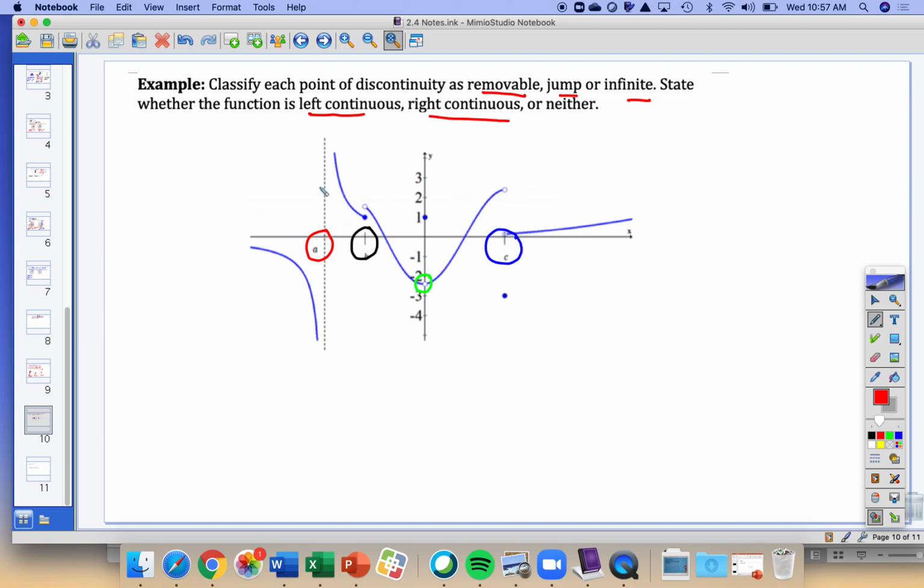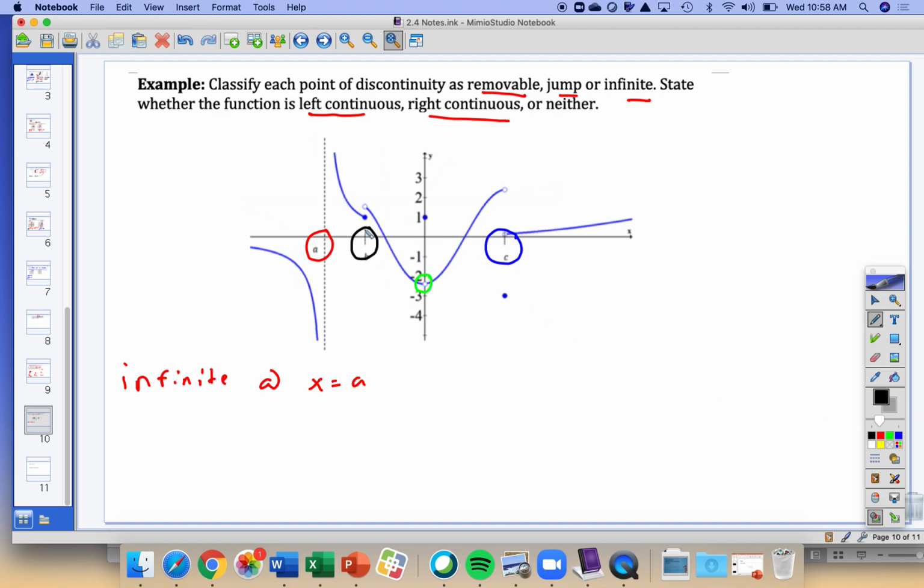The kind of discontinuity I have at A is infinite. So I have an infinite discontinuity at x equals A. And if it's infinite, then I don't have to deal with left or right continuous. I only deal with left or right continuous when functions have jump discontinuity.